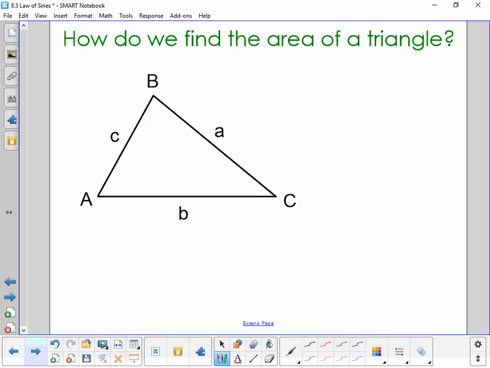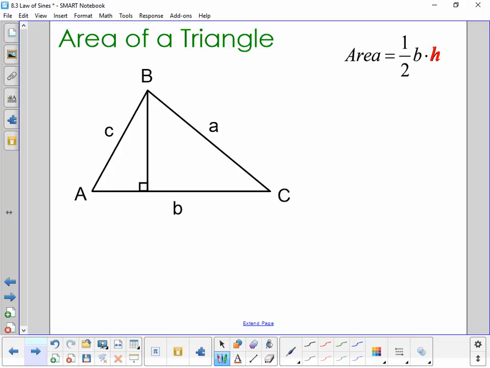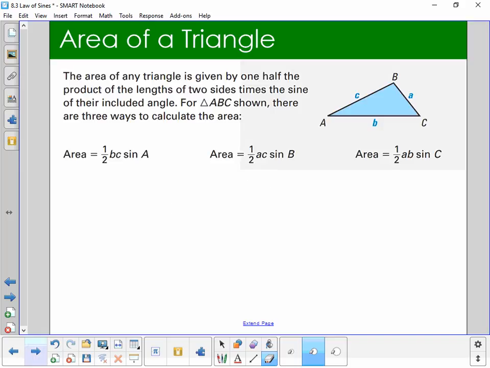We talked next in class about finding the area of a triangle, and we talked about a proof of that. I'm going to skip that for the video. The formula for the area of a triangle that you are used to using is 1/2 the base times the height. I labeled it. And what we want to find is a formula that we can use that doesn't include height, that's only dependent on the sides and the angles of the triangle. So here are our formulas. Area is 1/2 BC sine A.